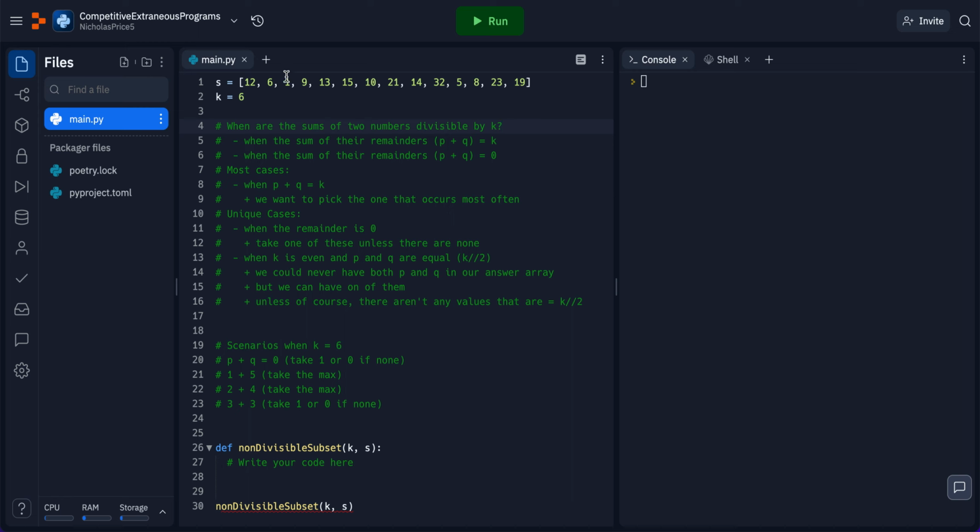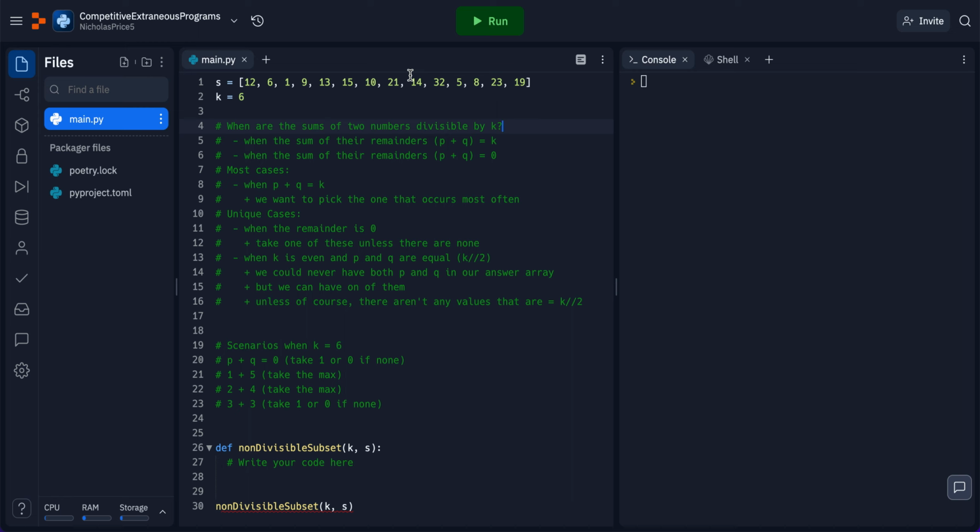1 would be added to the category of remainder 1. 9 would be added to the category of remainder 3. And let's just pick 10. 10 would be added to the category of remainder 4, and so on and so forth. We want to treat these items in our array as the category of remainder that they have when divided by our divisor of 6. Okay, so when considering these numbers by their remainders, what scenarios would we want to avoid having in our subarray?